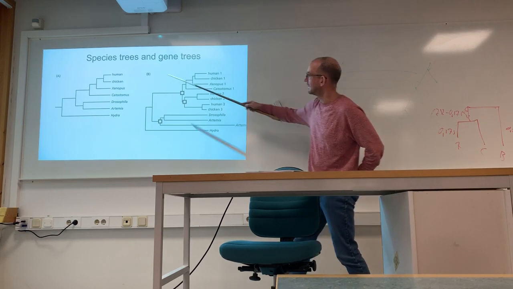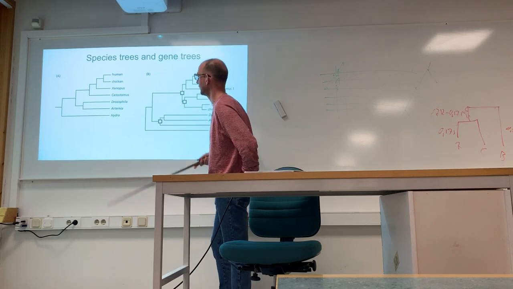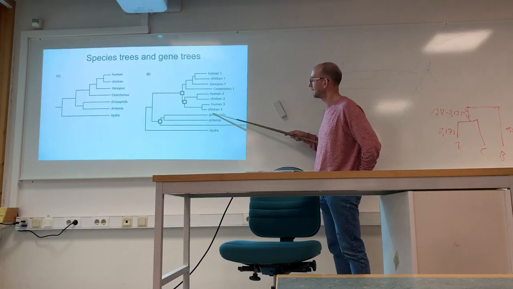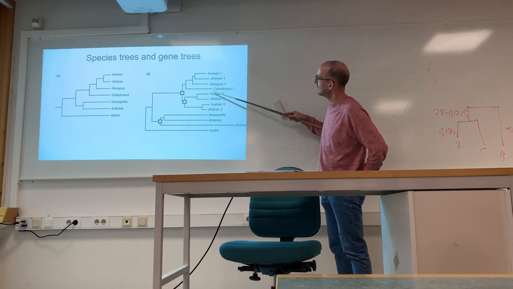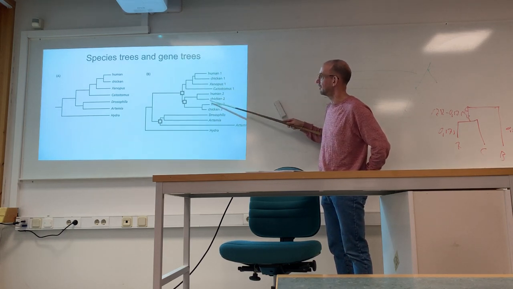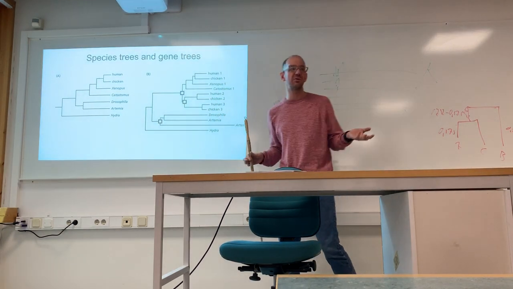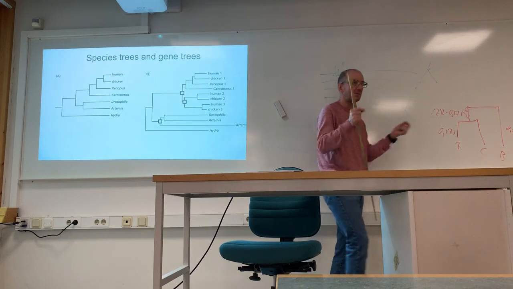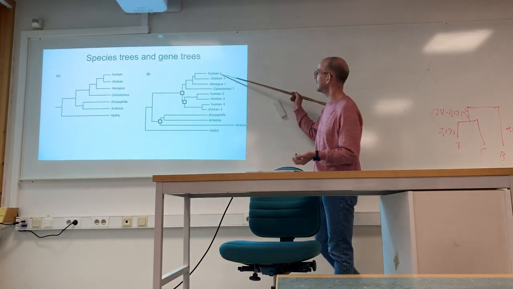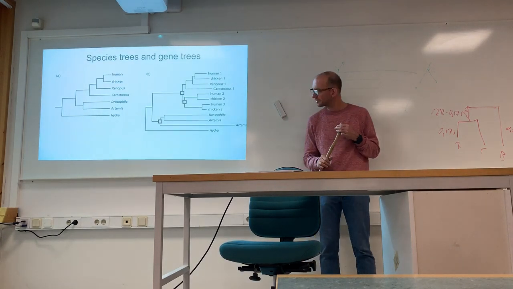somehow, we know that human and chicken are more closely related to each other than to Drosophila, but we don't really know what the 3 human genes are related to. Are all the 3 human genes more closely related to each other? Maybe they duplicated after the split of human and chicken, or are they like here, human one and chicken one, most closely related to each other?